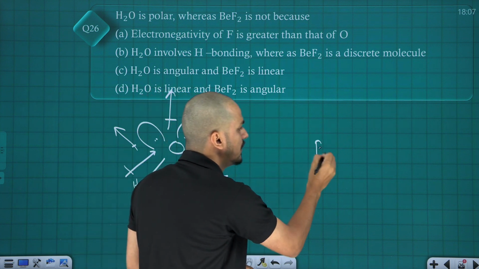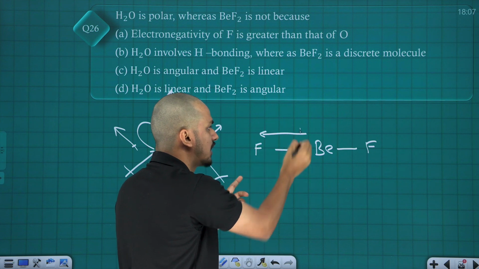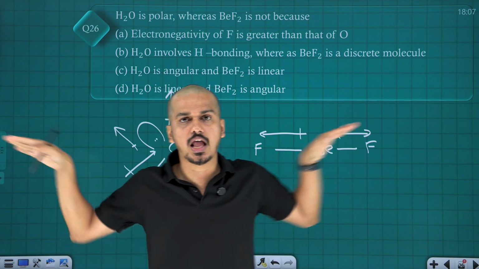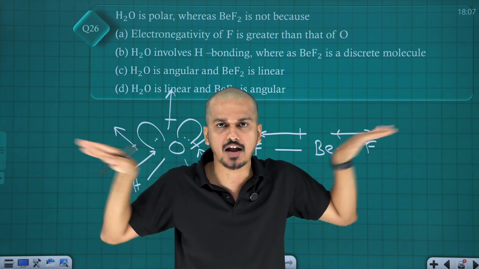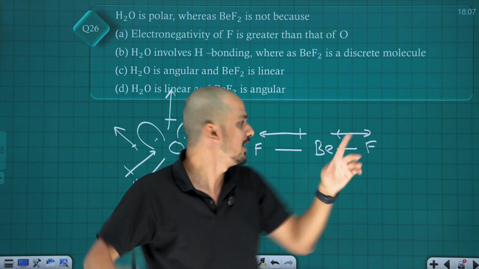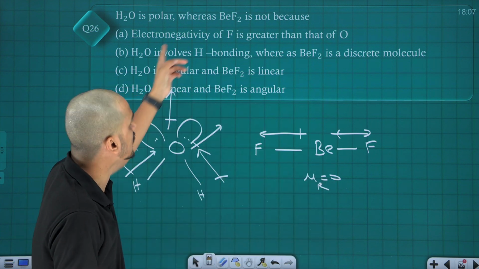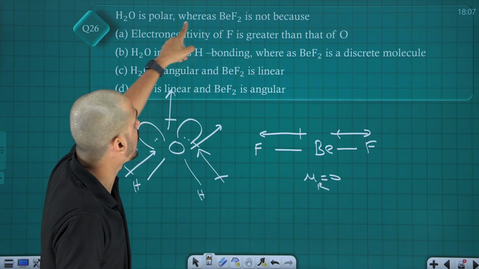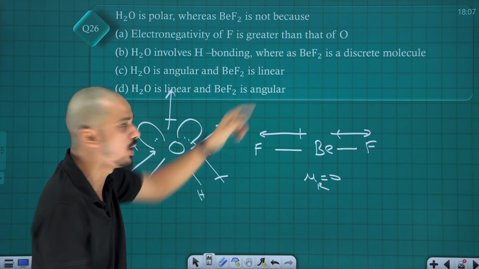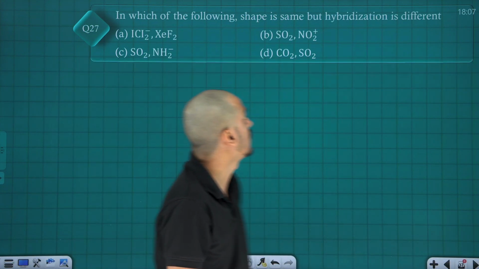What about BeF2? BeF2 is linear. This fluorine is electronegative, that will withdraw the electron towards it. Dipole moment is towards the fluorine, here also towards the fluorine. 2 equal and opposite dipoles, so they will get cancelled. So mu resultant equals 0. That is non-polar. So what's the answer? Why is H2O polar whereas BeF2 is not? Because H2O is angular and BeF2 is linear. Ready? We can go to the next question.